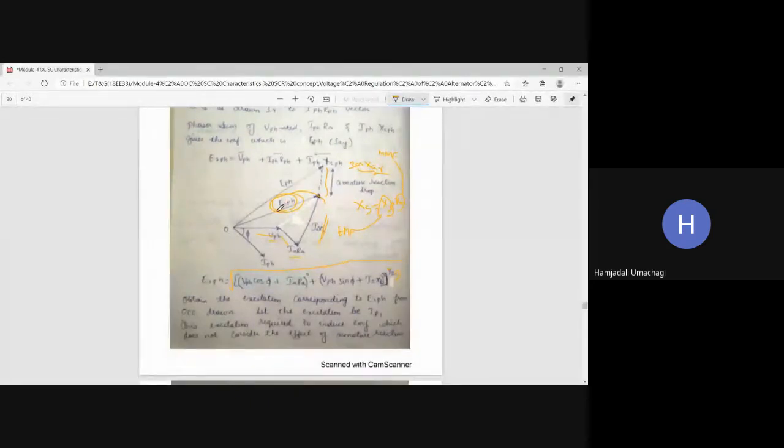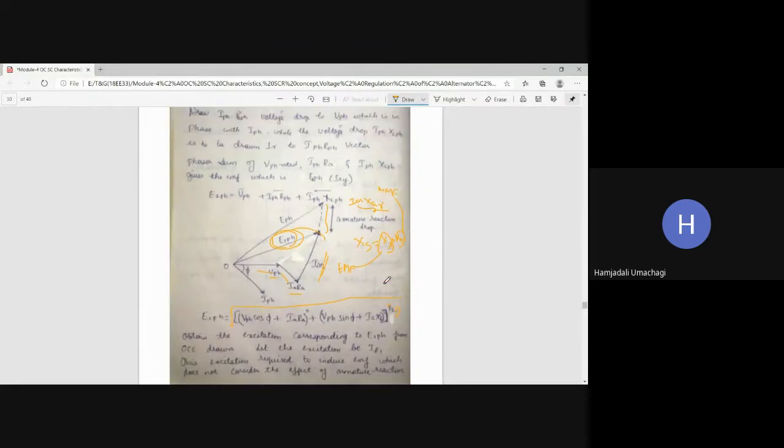So to calculate this E1 phase, which is the sum of V phase and I RA, the formula is (V phase cos phi plus I RA) whole square plus (V phase sin phi plus I into XL) whole square. So now you can notice the difference here. In the EMF method, we are taking this as XS, yes or no? Here you are taking I into XS, but now XS is different. It is separated as XL and XAR.